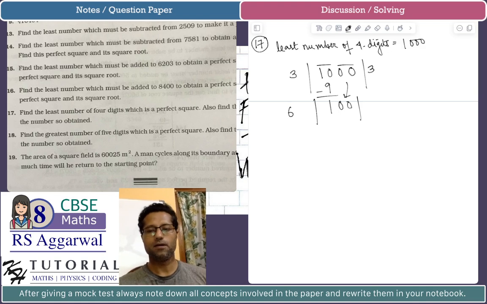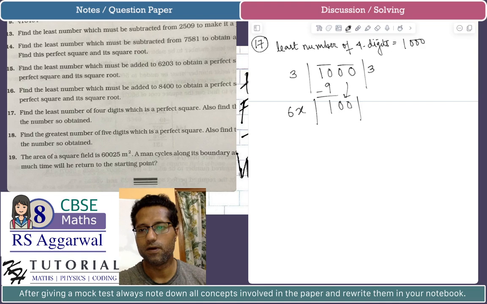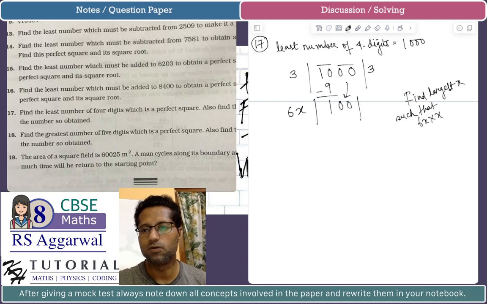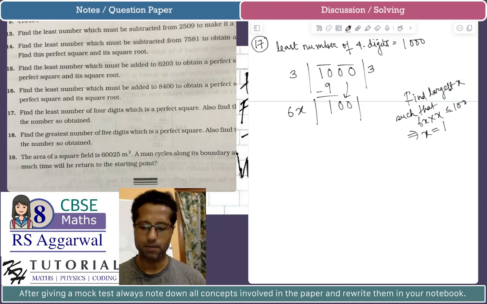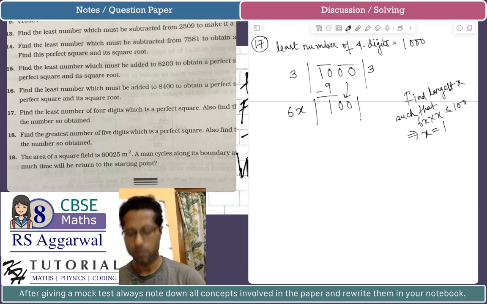Now we have to find the largest x such that 6x multiplied by x is less than or equal to 100. The x that will make 6x multiplied by x less than or equal to 100 is definitely 1.